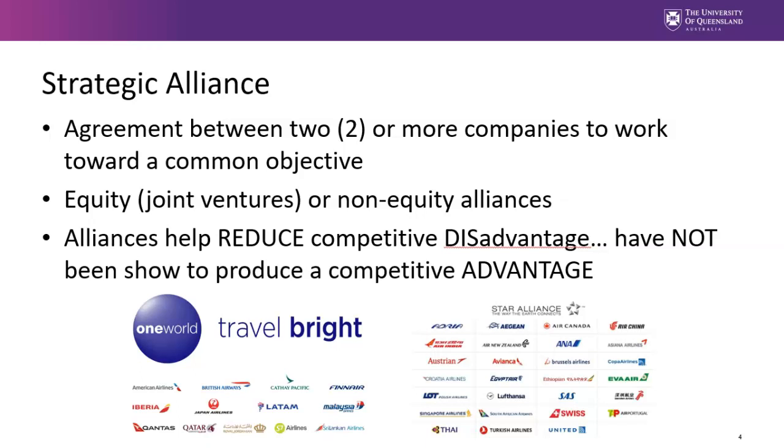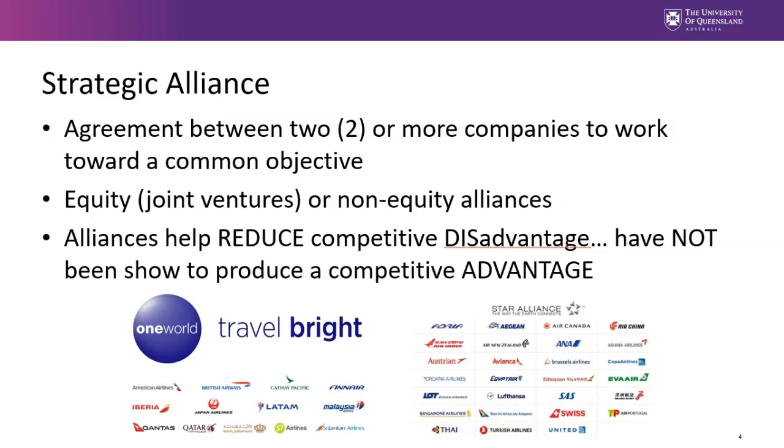The other is what we call a non-equity alliance. And I gave you two examples of non-equity alliances below. So you have One World, and then you have the Star Alliance. So the vast majority of major airlines fall into one of these two alliances.